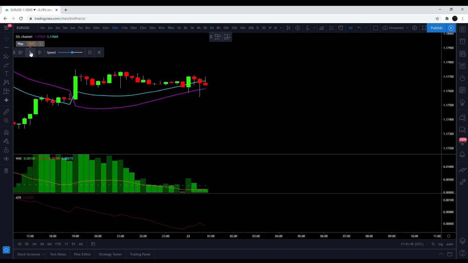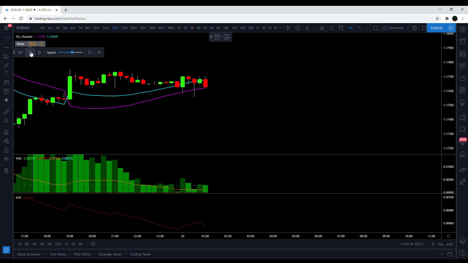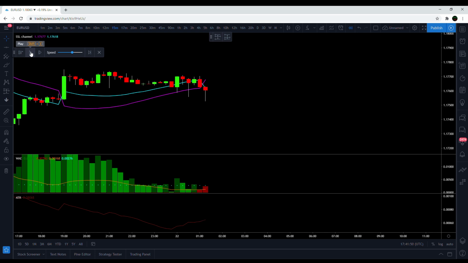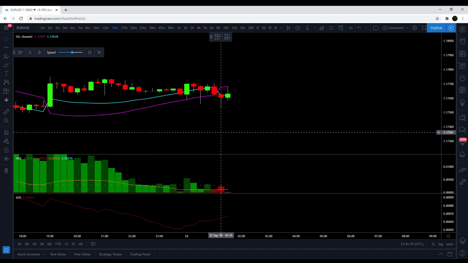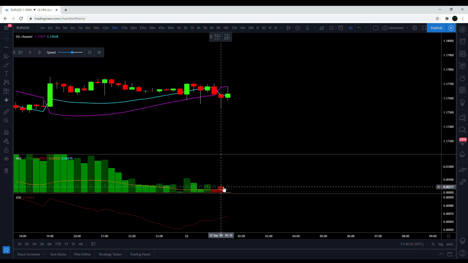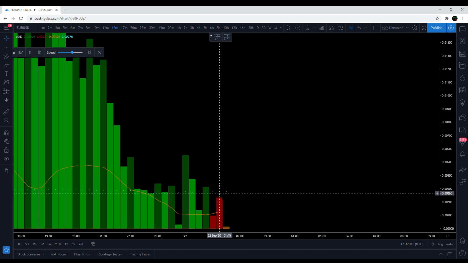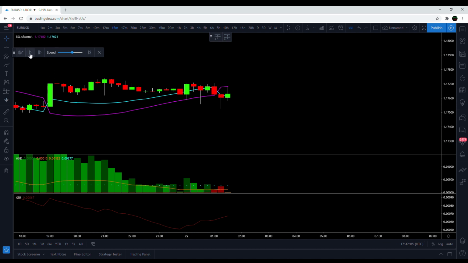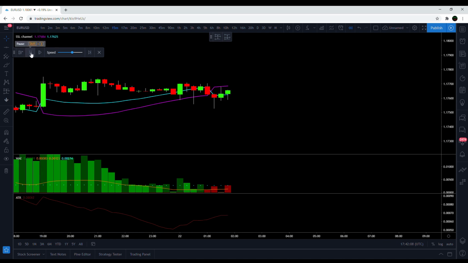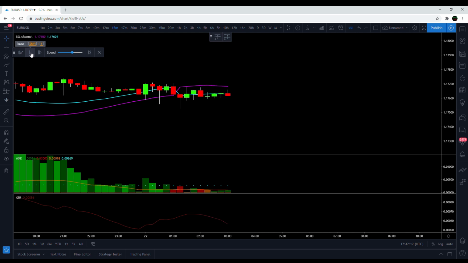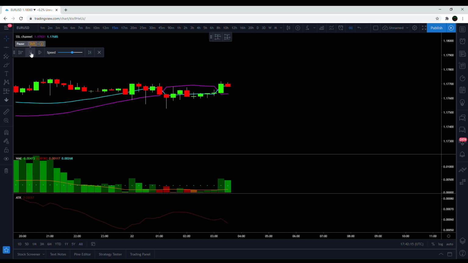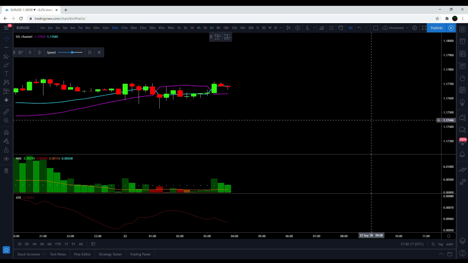No cross. No cross. Okay, yeah, that one was a cross, but it did not have adequate volume. See, it's below the dead zone line, so that's not a signal. Okay, that one is a buy.